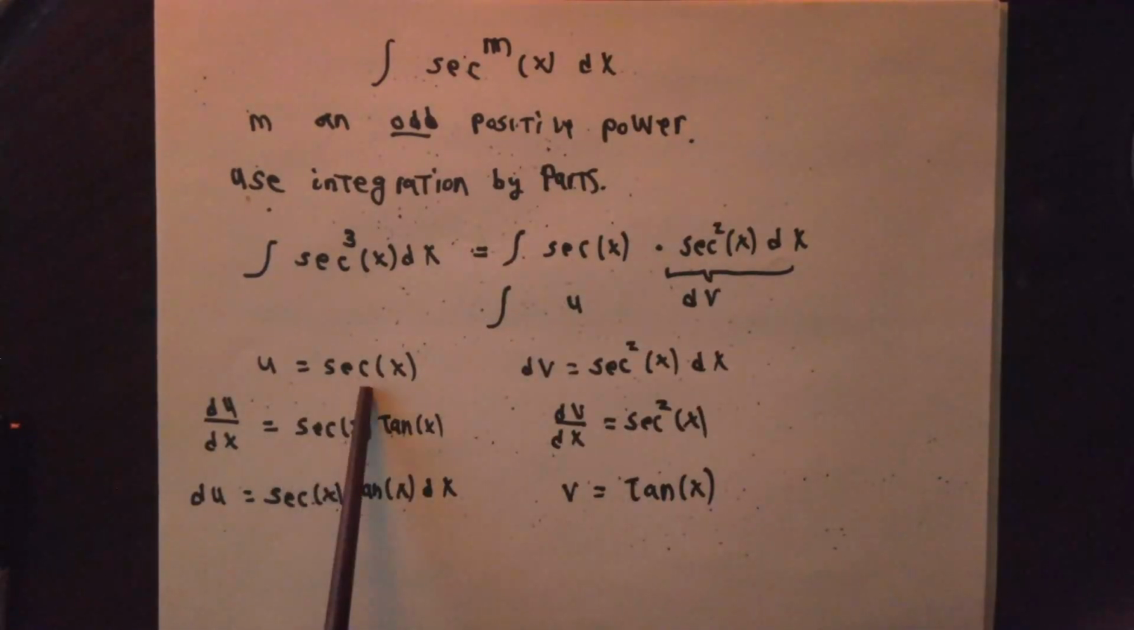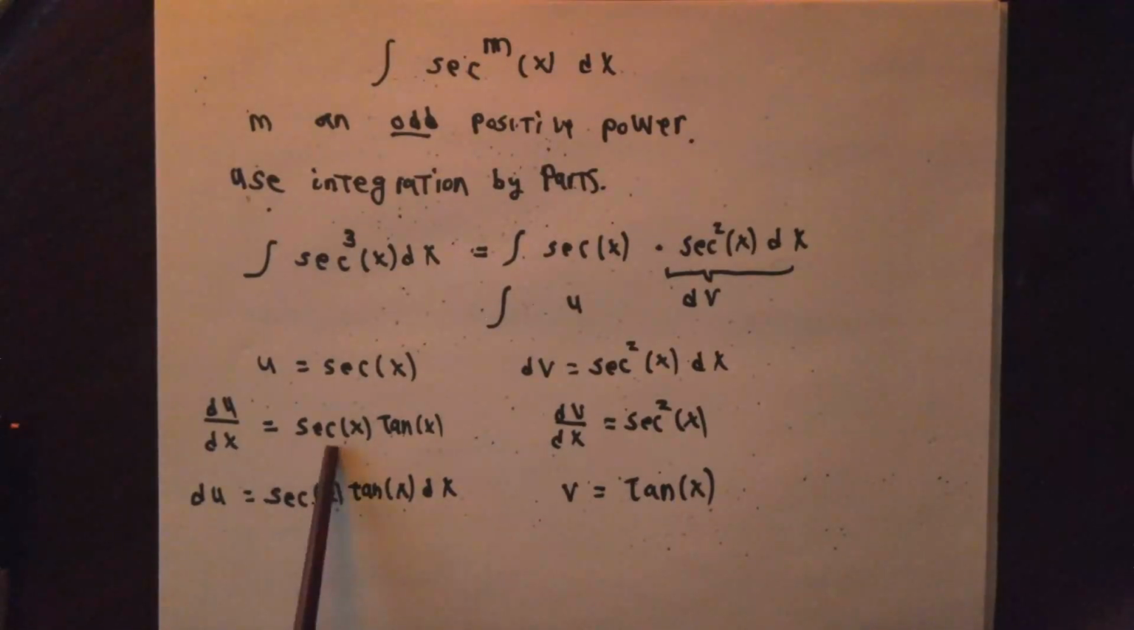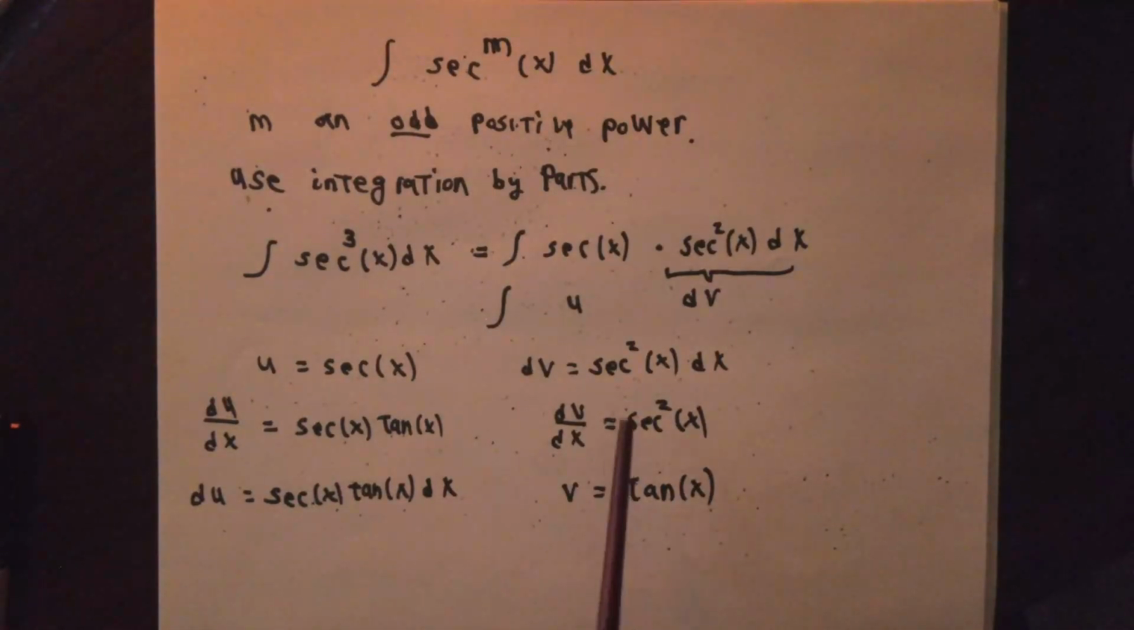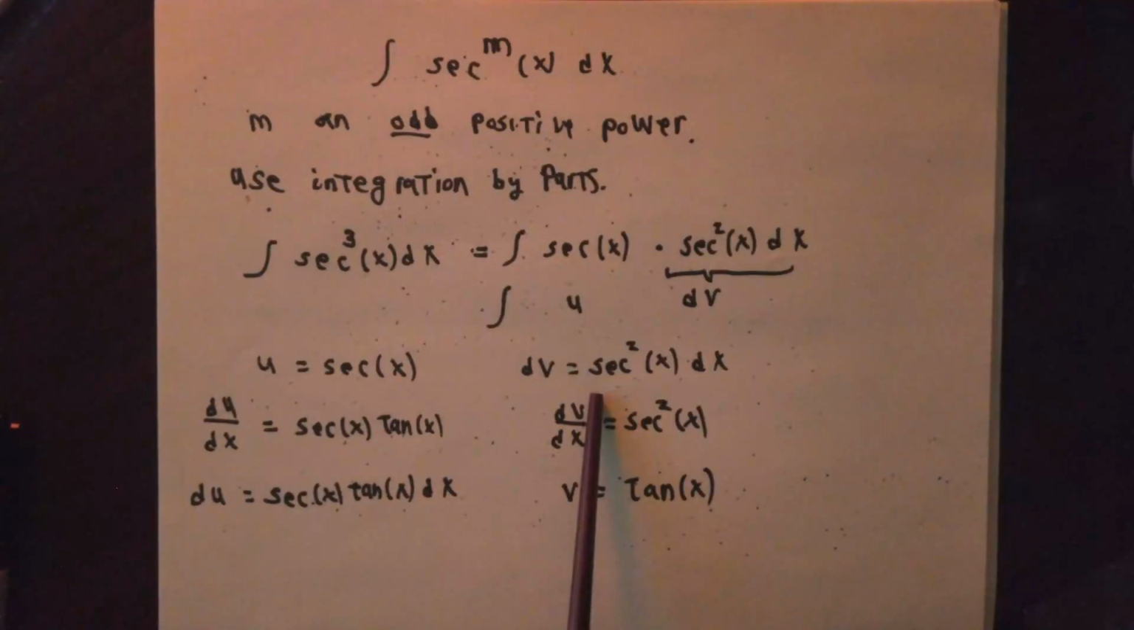If u is secant x, the derivative of u is secant x tangent x, so du is secant x tangent x dx. That's a little bit troubling because the du looks more complicated than the original u. But to press on, if I pick the dv to be secant squared x dx, the derivative of v is secant squared. v must be an antiderivative of secant squared x. v must be tangent x.